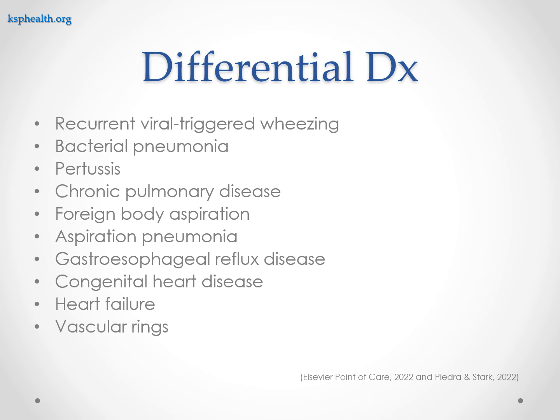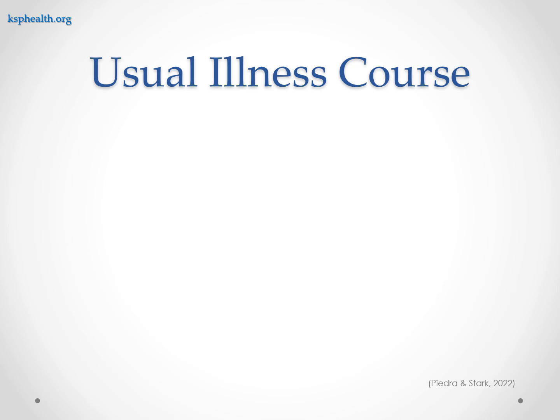So one has to consider other differential diagnoses like recurrent viral triggered wheezing, bacterial pneumonia, pertussis, chronic pulmonary disease, foreign body aspiration, aspiration pneumonia, gastroesophageal reflux, congenital heart disease, heart failure, and vascular rings.